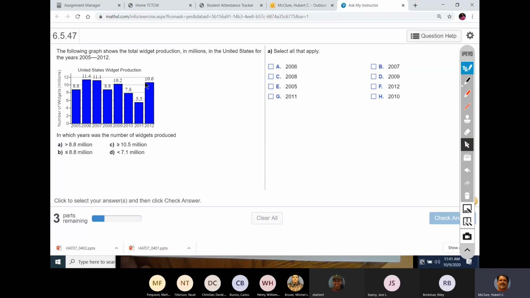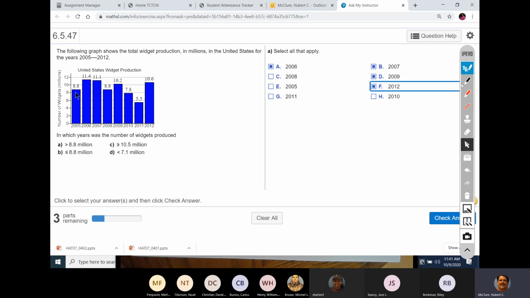The following graph shows the total widget production in billions in the United States. In which years was the number of widgets produced greater than 8.8? So what numbers are greater than 8.8? Well, 11.4, 11.1, 10.2, and 10.6. So that's 6, 7, 9, and 12.